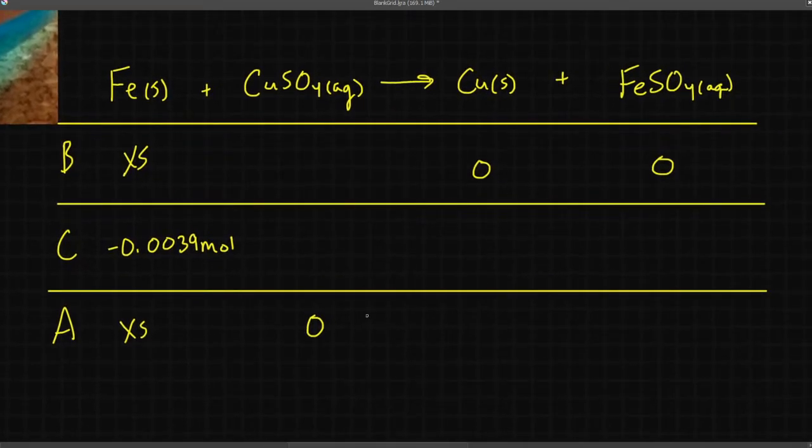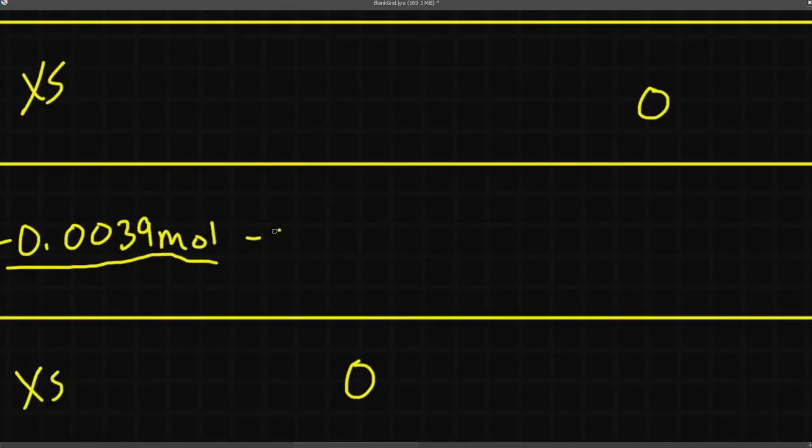So let's think about this. One iron reacts with one copper sulfate to make one copper and one iron sulfate. All right, that's what these mean. One iron, one copper sulfate, one copper, one iron sulfate. Well, if we had 2 irons, then I would need 2 copper sulfates. If I had 10 irons, I'd need 10 copper sulfates. If I had 1,000,000 irons, I'd need 1,000,000 copper sulfates. If I had 0.0039 moles of iron, well, I need 0.0039 moles of copper sulfate.